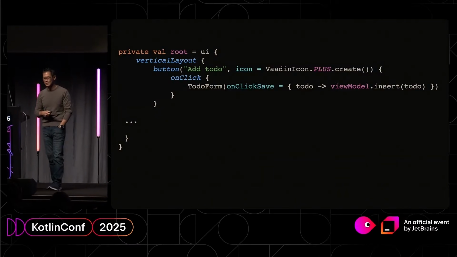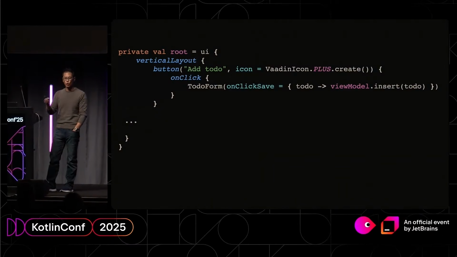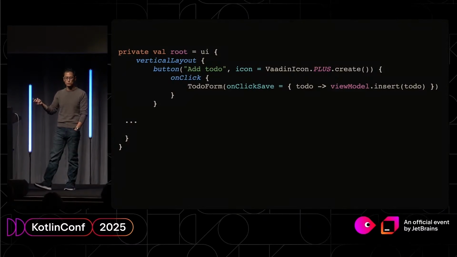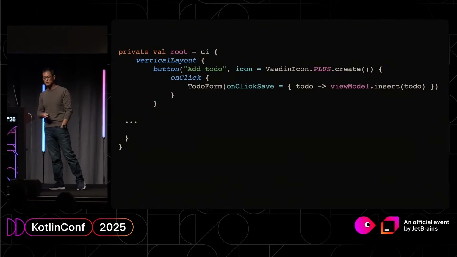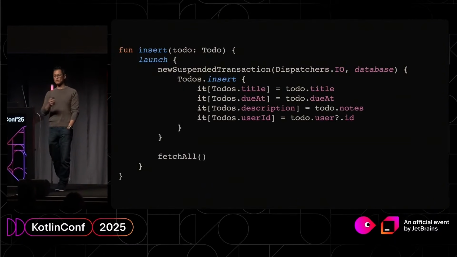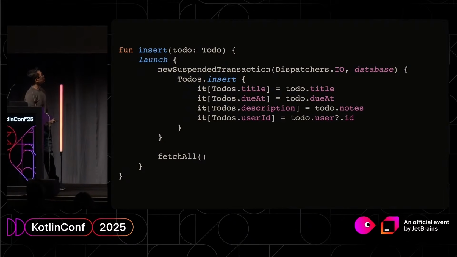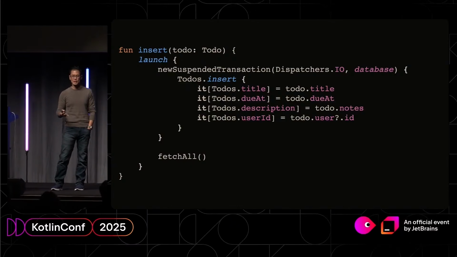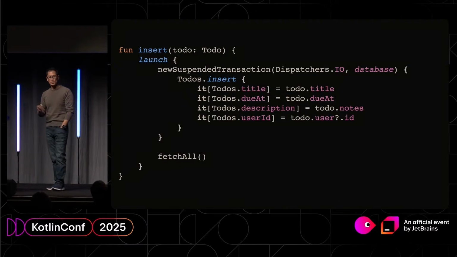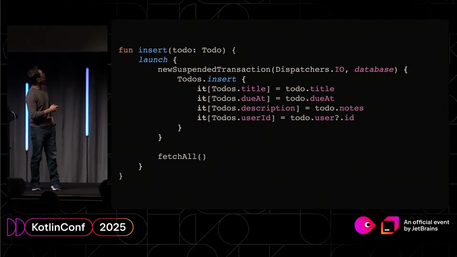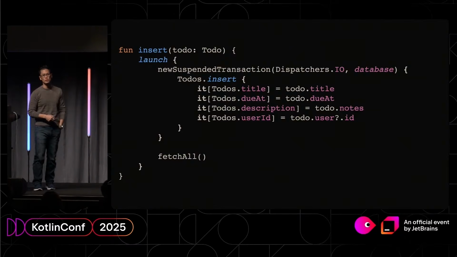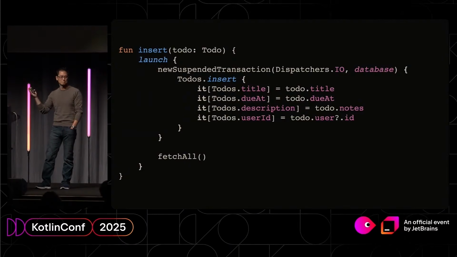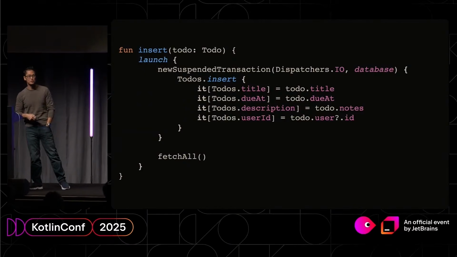It has a little icon called Vaadin Icon Plus. And then on click, what it's going to do is open the to-do form. And because we're not editing one, we don't pass in a to-do. And then when save is clicked, we're going to go run the insert. So what does the insert look like? This is our first insert. We're going to pass it a to-do. And again, a new suspended transaction using the dispatcher IO thread. We're going to insert a to-do with the receiver, telling it it's going to be the title, description, and user ID set to the values that we picked in the form. And the form is going to just send all those values over to us. And then we do a fetch. I don't know if that's the best place to put it. That's where I put it.